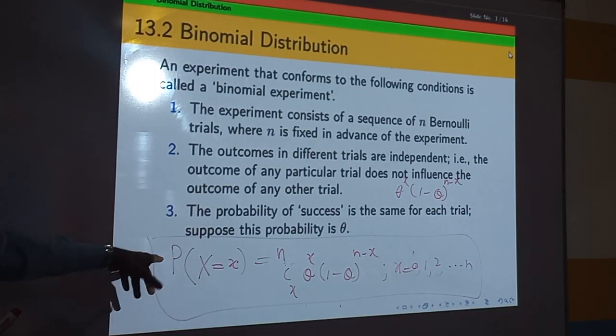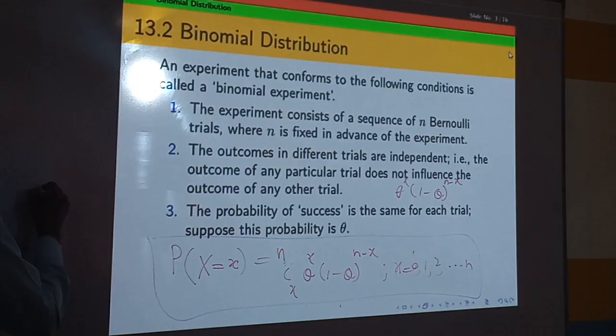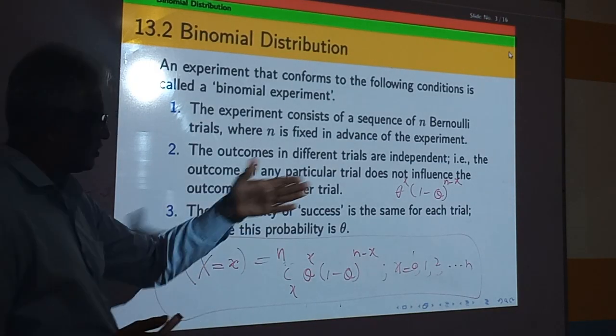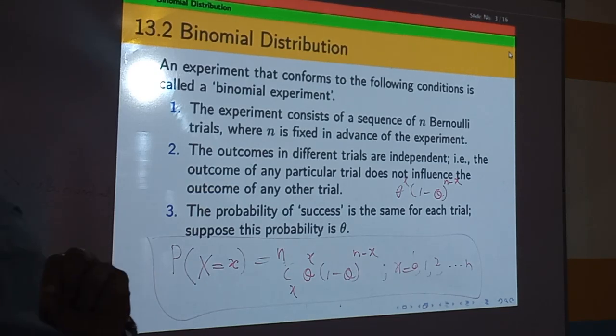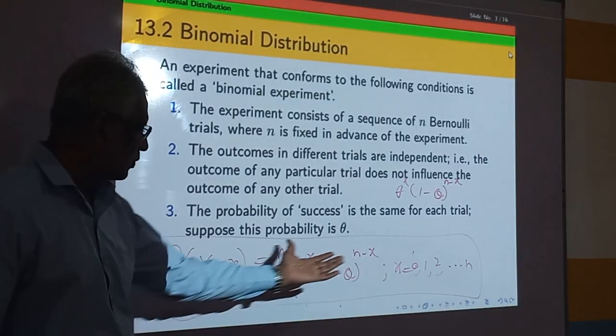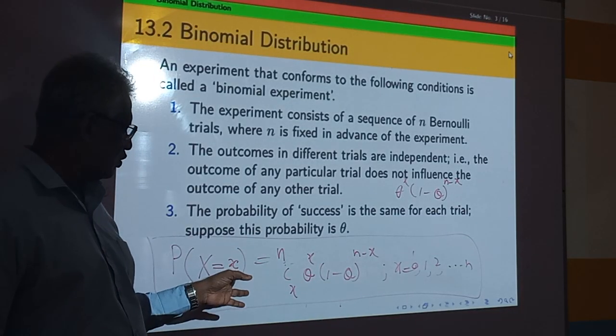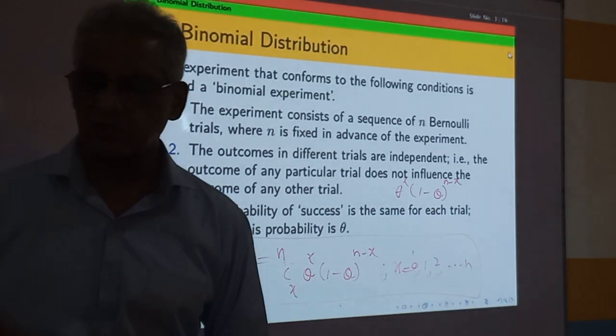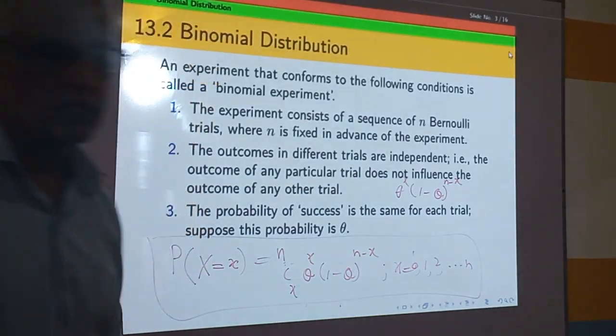So in this case we say capital X, the number of successes, the variable, has a binomial distribution. Right? It has a binomial distribution. So that is the name of this particular probability distribution. Right? So this formula tells you how the probabilities are distributed at these values. If you add all these probabilities, probability x equal to 0 plus probability x equal to 1, probability x equal to 3 up to probability x equal to n, that will be equal to 1.